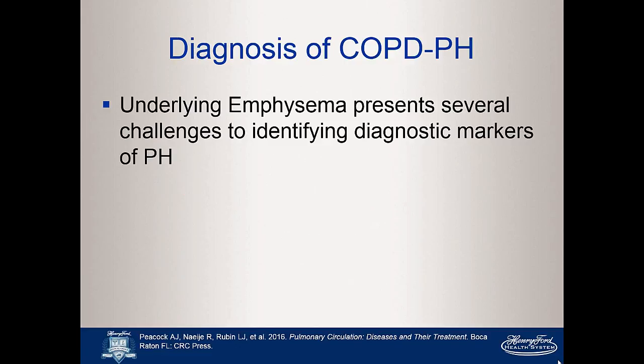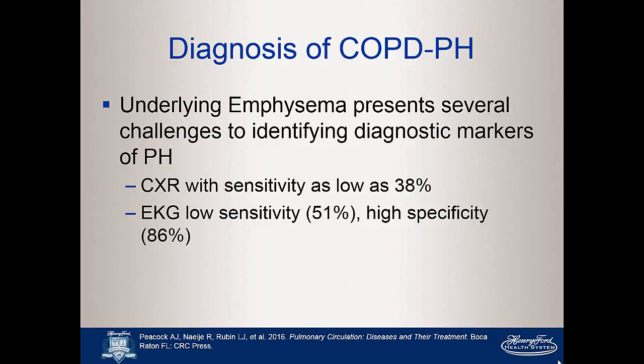In terms of the diagnosis of this small group of people, we know that underlying emphysema gives us several challenges in terms of identifying PH itself or pump failure itself. Chest X-ray doesn't have the best sensitivity to rule out PH, only about 38%. EKG, again, because of lung hyperinflation, can show low sensitivity for hypertrophy, about 51%, although it is a rather specific marker.